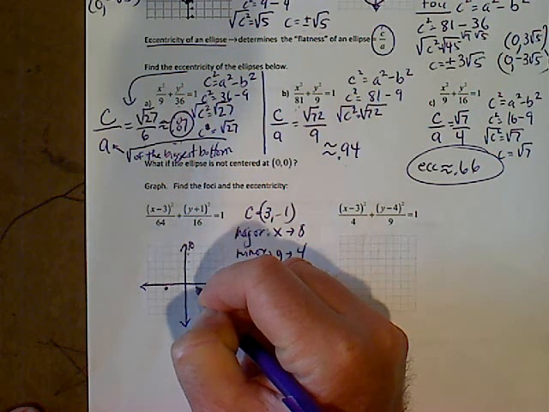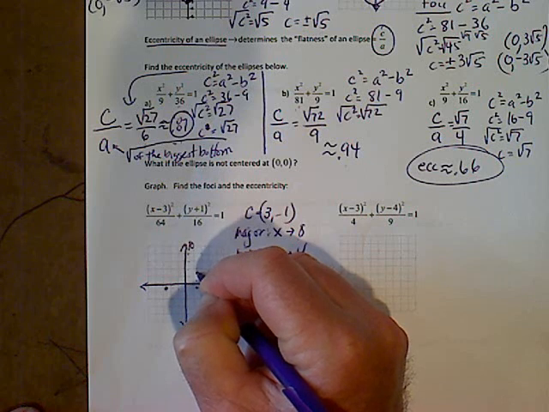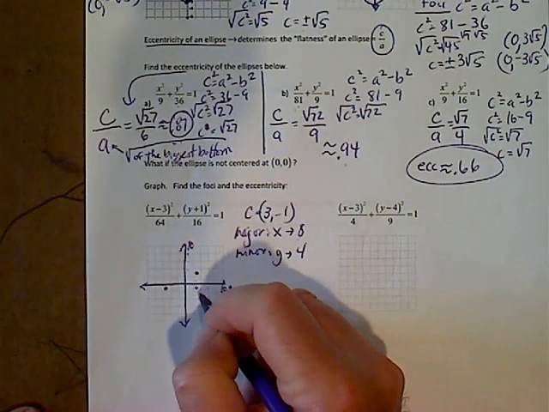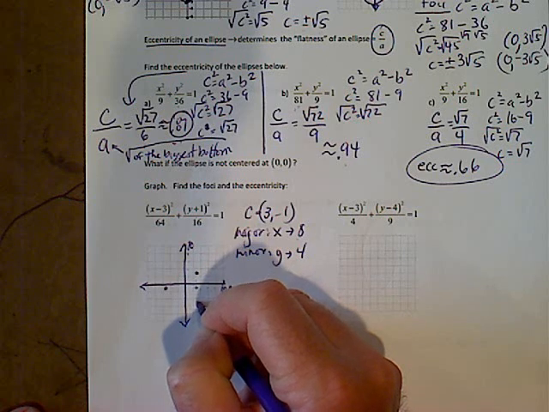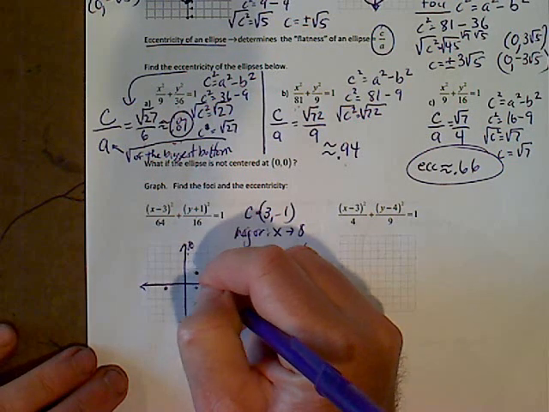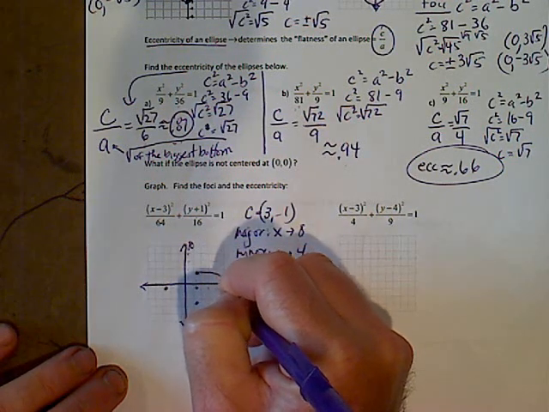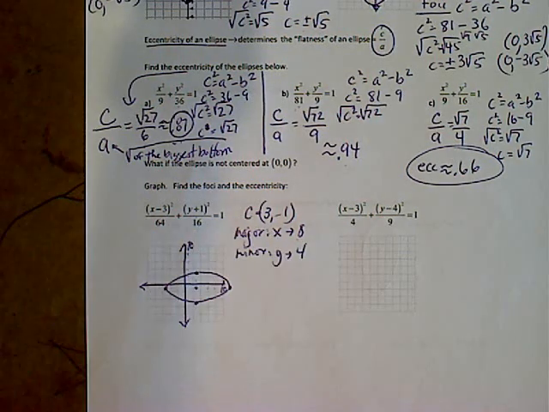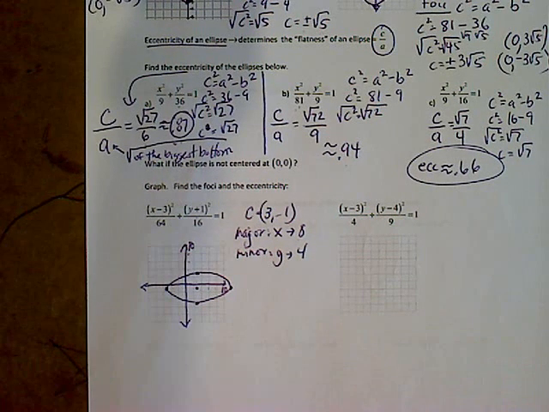So we're in the middle here. We could go up 2, 4, or if you're at negative 1 and you add 4, you'd be up here at 3. Go down 4, you'd be at negative 5. And go ahead then and make your ellipse. Okay, so there's really not much new here today. It's just that we're not centered at 0, 0.